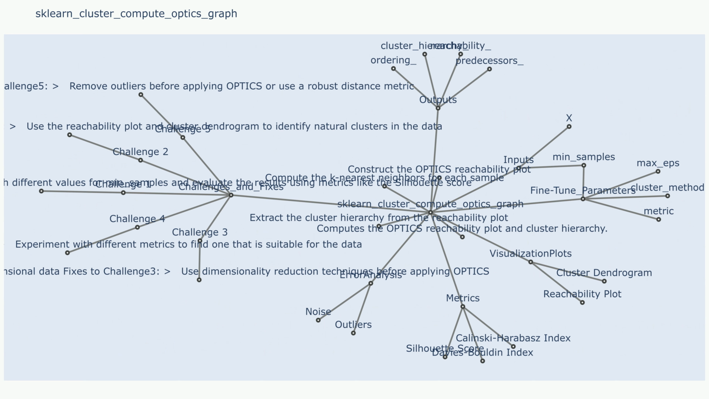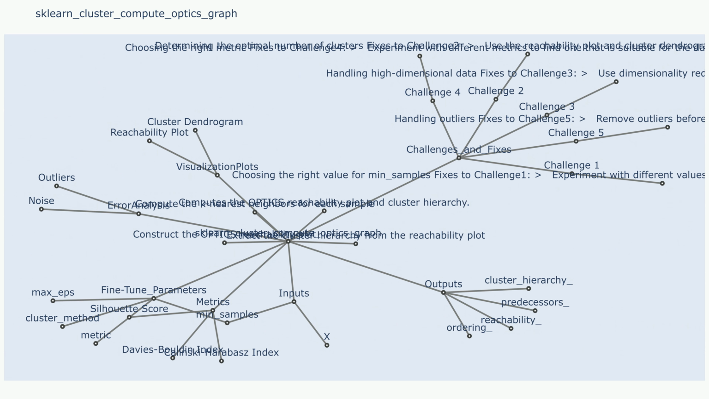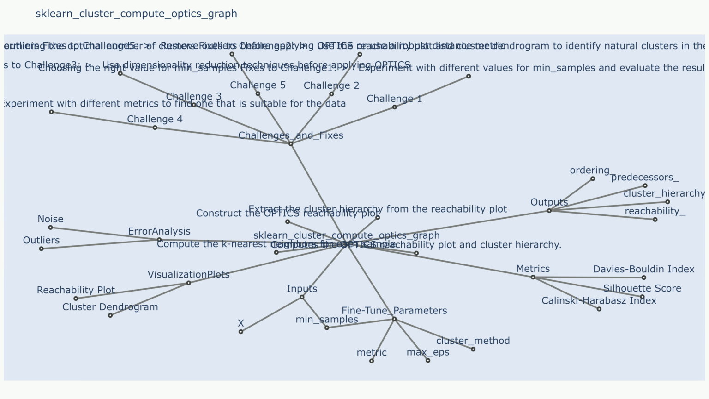Fine-tune parameters. min_samples. This parameter allows you to control the sensitivity of the algorithm to cluster density. Lower values result in more sensitive detection of clusters with lower densities, while higher values may lead to the merging of smaller clusters. Metric. This parameter specifies the distance metric used to compute the reachability distances. You can choose from various metrics like Euclidean distance, Manhattan distance, etc., depending on the nature of your data.